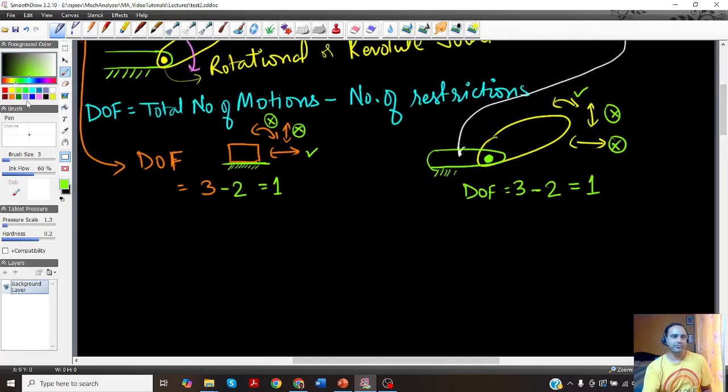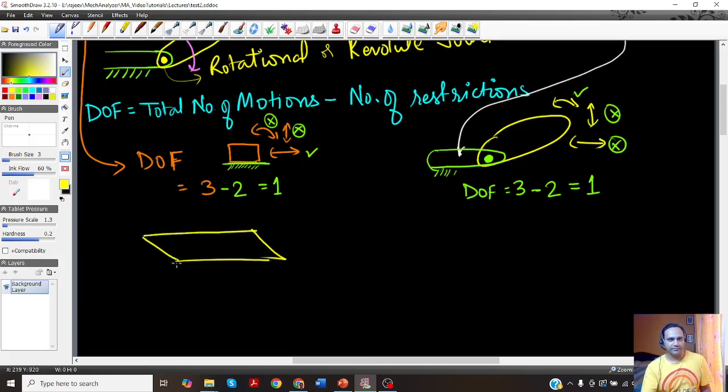Okay. Now let's look at the same form. This is a slider. I can also draw, sorry, in this manner.